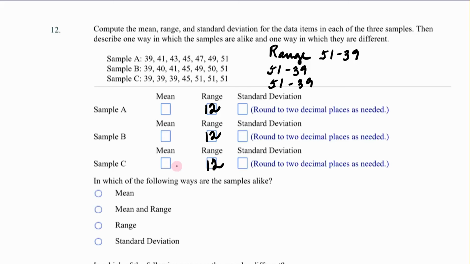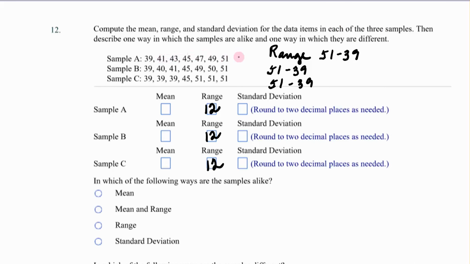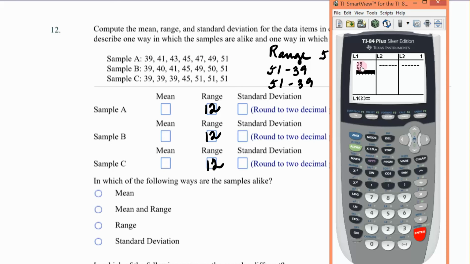All right, let's take the first group. This is for A. Stat, choose Edit, and I'm going to delete some of these. Don't use Clear, use Delete. And don't do it while you're on L1. Make sure you're down in here. All right, so 39, enter. 41, enter. I'm using this set of data right here.